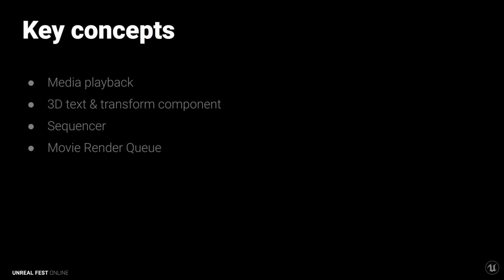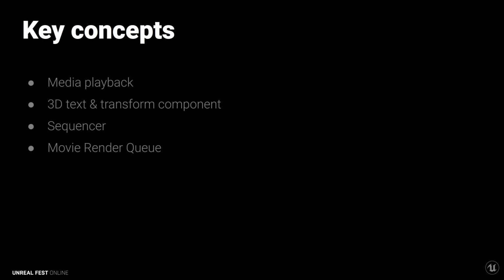We're going to go over some sequencer basics as far as how to work with media tracks and just some tips and tricks for working in linear content. Lastly, we're going to go over the movie render queue. This is brand new as well and offers some increased quality for anti-aliasing, motion blur, and also gives you the ability to work with high resolution files. As the name suggests, you can also batch queue renders now out of Unreal Engine.